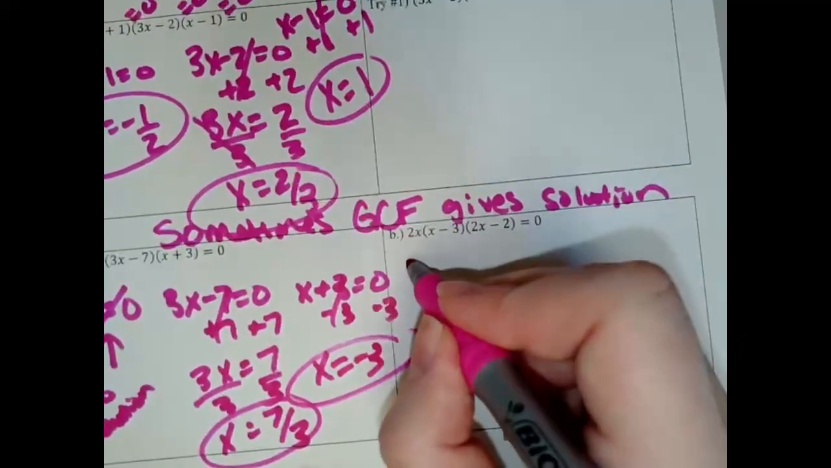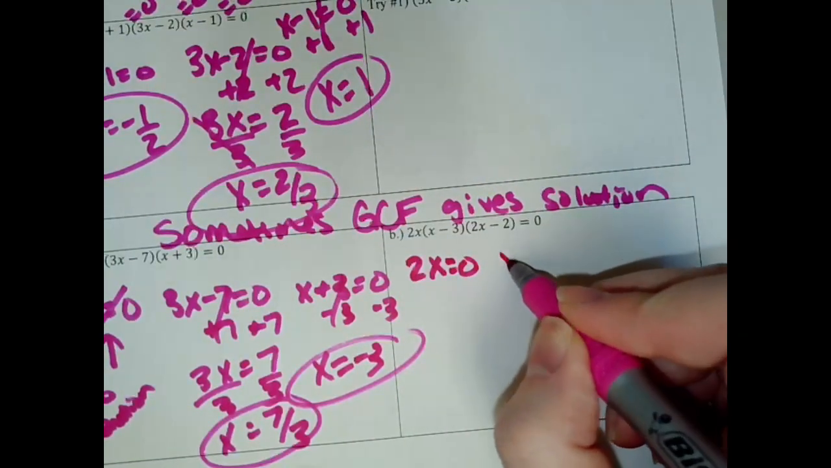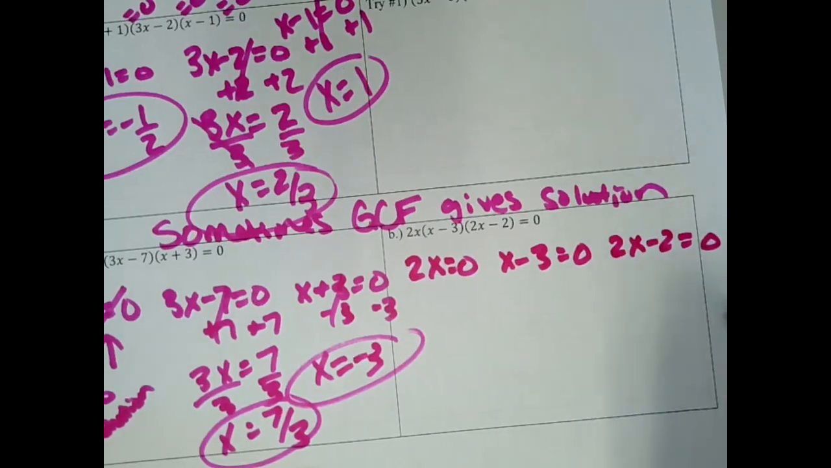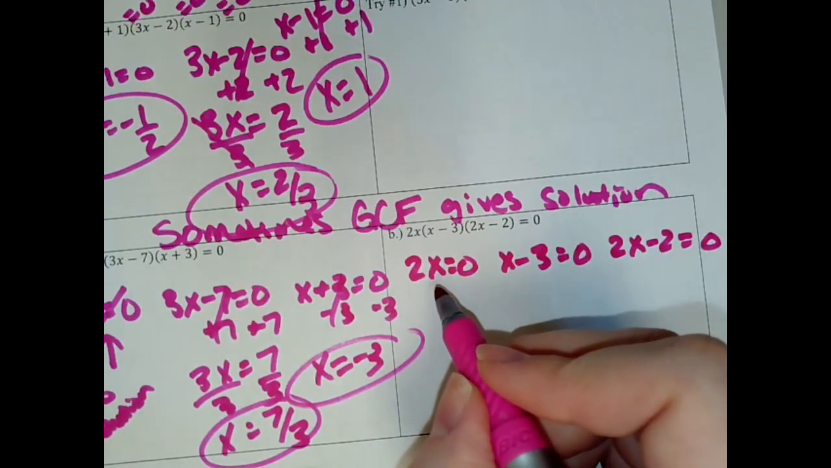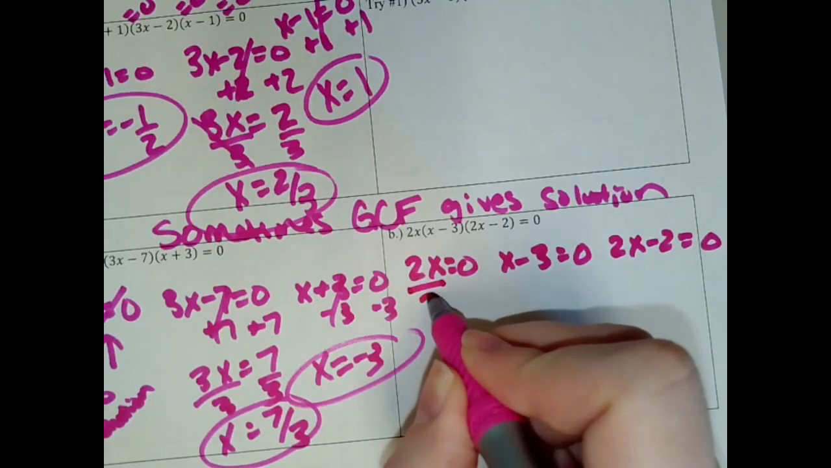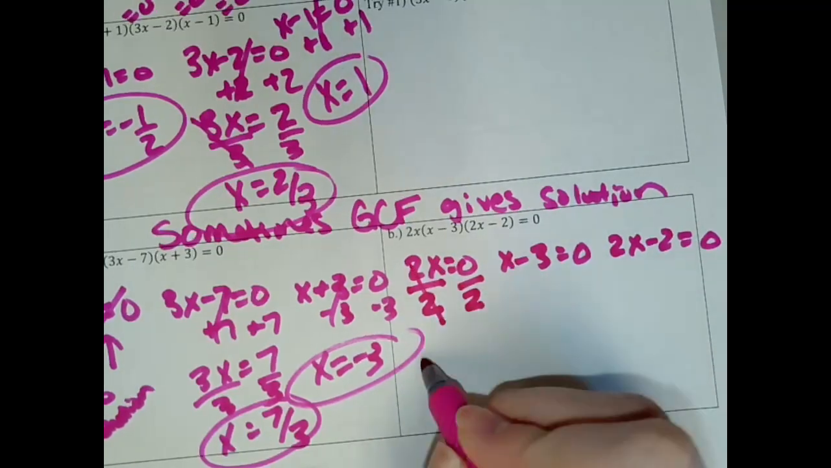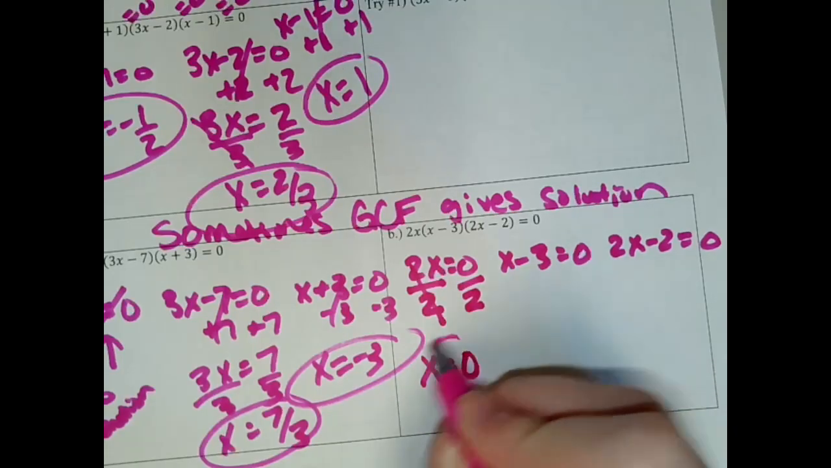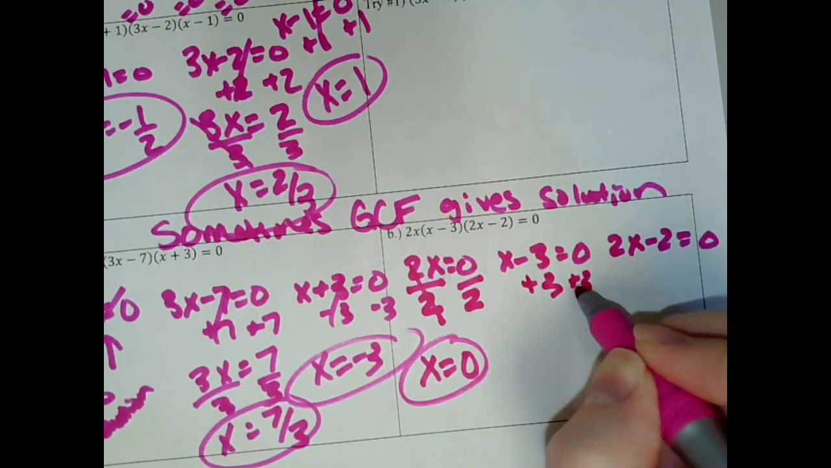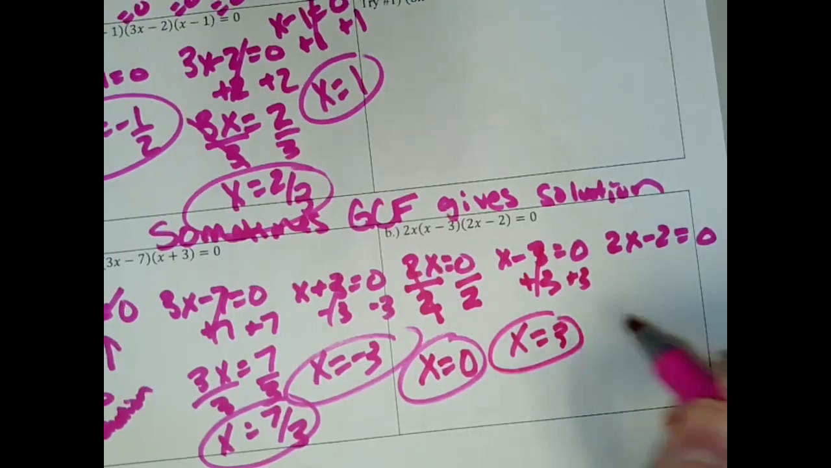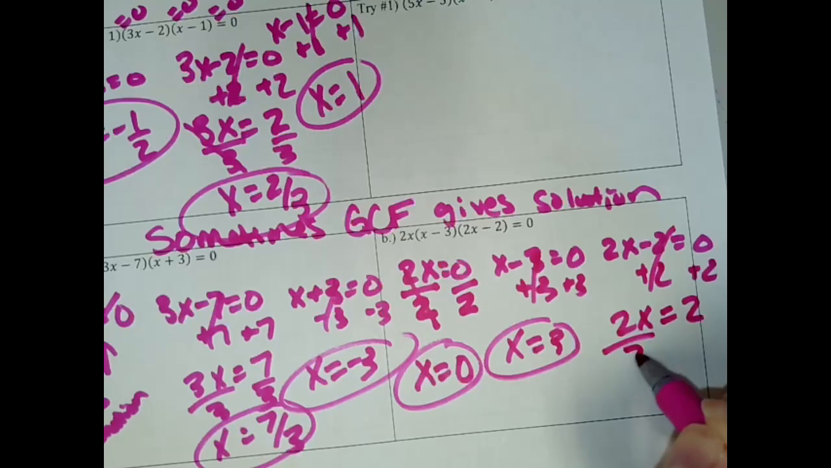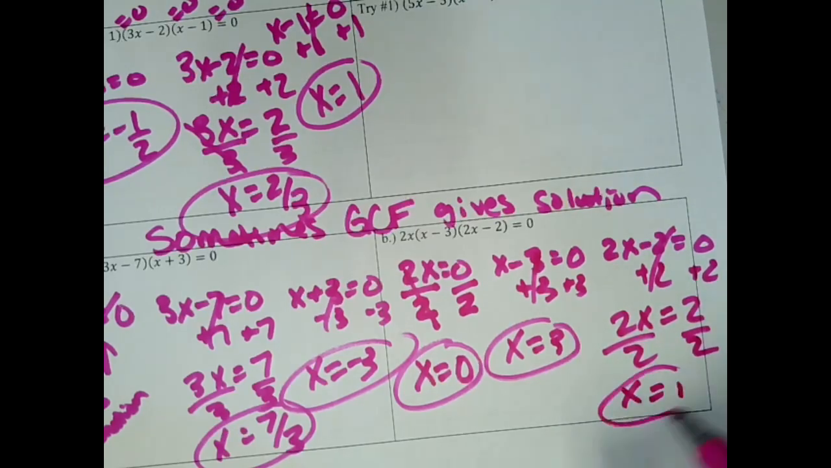For this one, if I set each part equal to 0, so the GCF, the first binomial, the second binomial, this time, this GCF had an x, which means I can solve for a solution. You're currently multiplying by 2, so let's divide each side by 2. 0 divided by 2 is just 0. So I do have a solution from the GCF. Add 3 to each side, you get x equals 3. And then add 2 to each side, and then divide by 2, you get x equals +1.